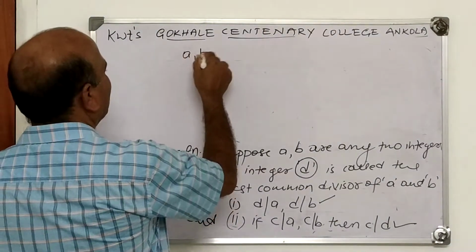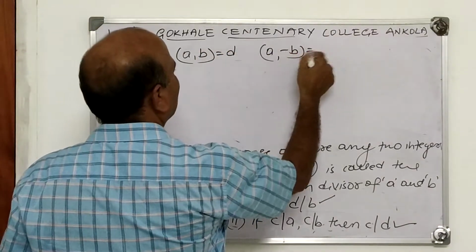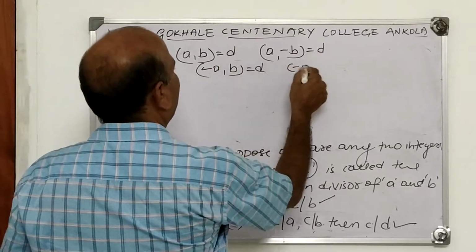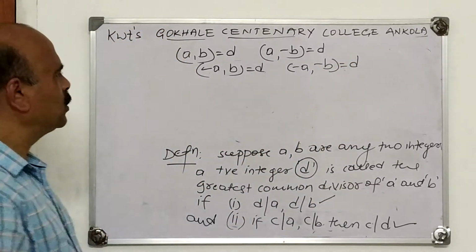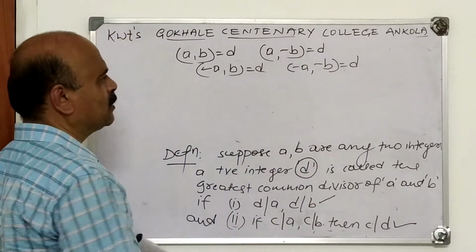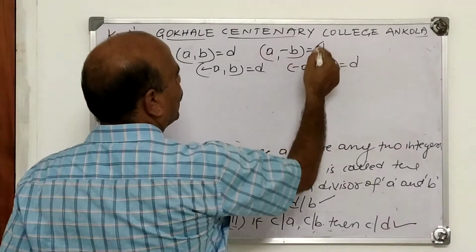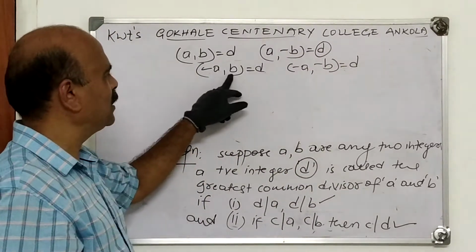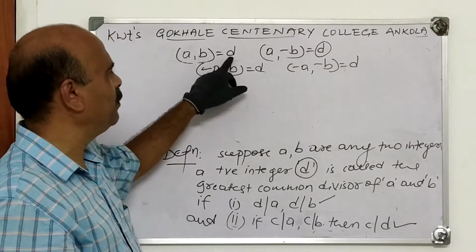Now, the important thing is, if GCD of a and b is d, then GCD of a and minus b is also d. GCD of minus a and b is also d. GCD of minus a and minus b is also d. Because if you take minus b, we list the divisors, meaning positive divisors of minus b. Then d will be the greatest among the positive divisors of a and b. Similarly, GCD of minus a and b is also d. GCD of minus a and minus b is also d, if GCD of a and b is d.